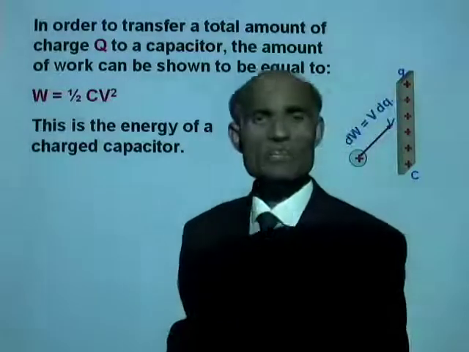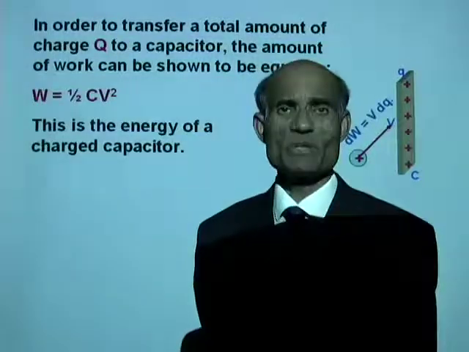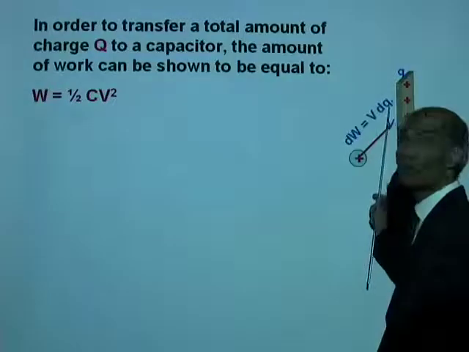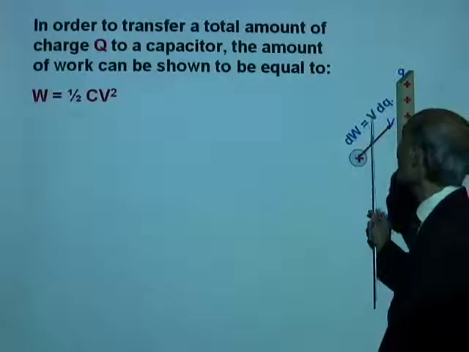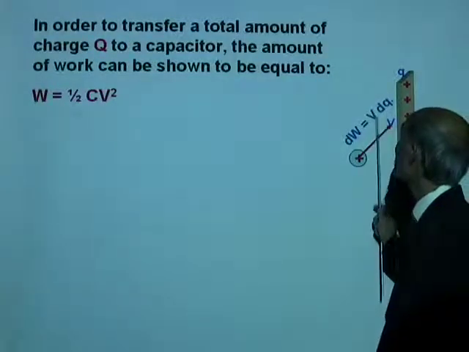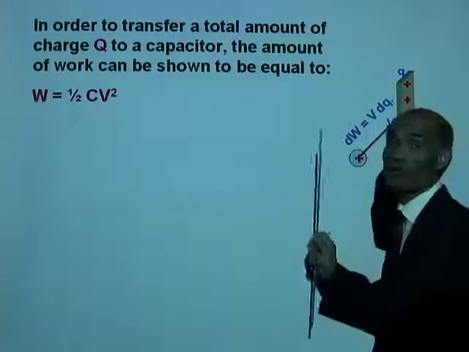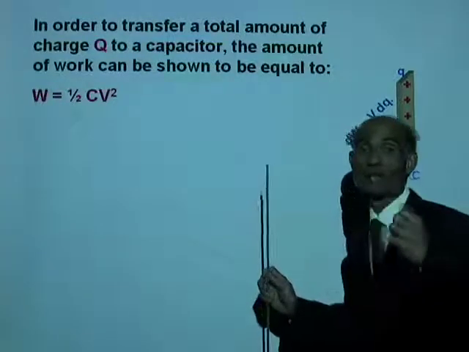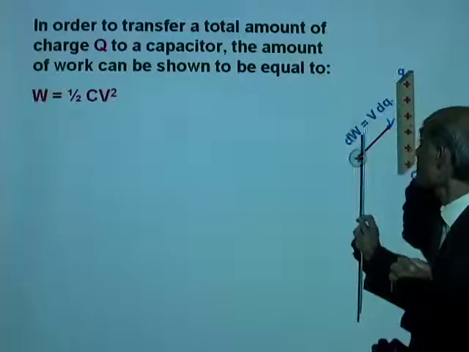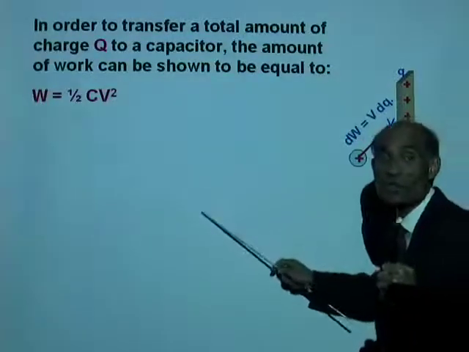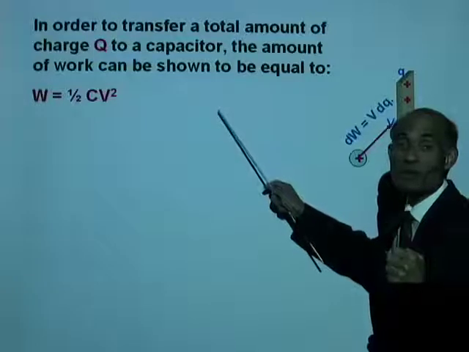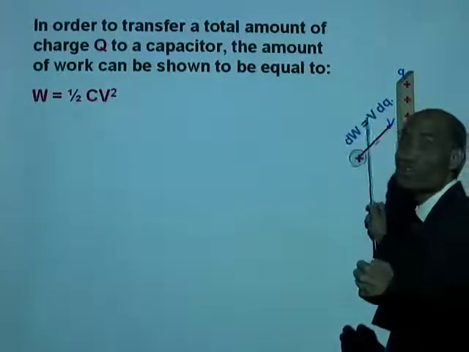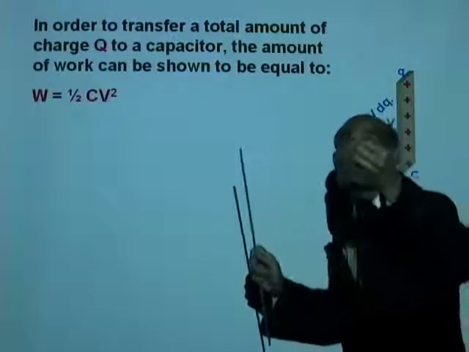Well, I think you need to do that. Let's see if we can do that. To move a small amount of charge dQ, the amount of work done is V dQ. And so, if you want to find the total work done when the amount of charge increases from an amount Q1 to an amount Q2, all we need to do is integrate this dW from Q1 to Q2.